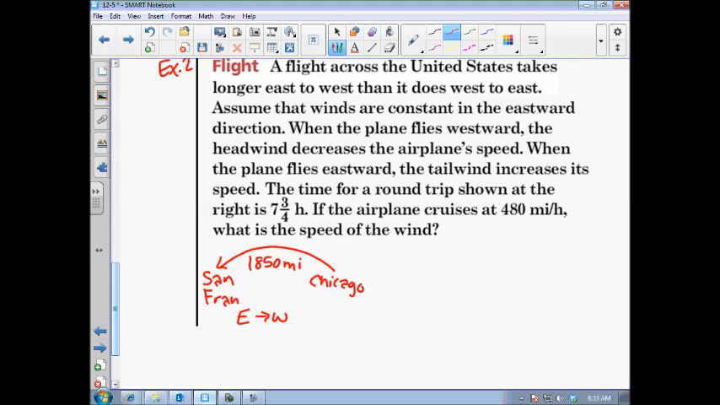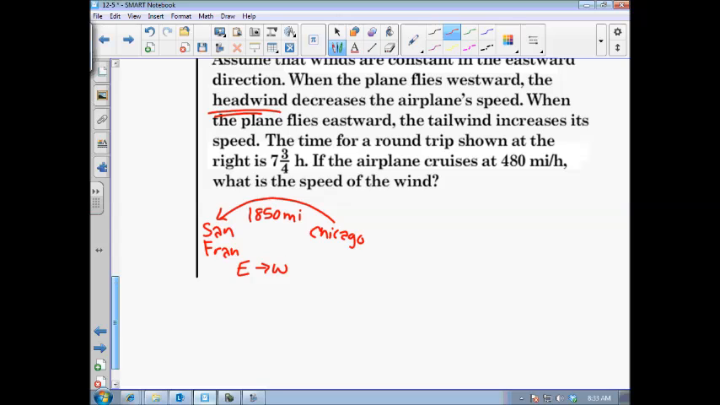As soon as the plane flies westward, the headwind decreases the airplane speed. When you have wind pushing against you, it's going to slow you down. What was our speed? 480. That's what you set the plane to, but if you have a headwind, you're going to be decreasing your speed. What mathematical operation decreases? Subtraction. But we don't know the speed of the wind because that's what we're trying to find. So it's going to be 480 minus x.